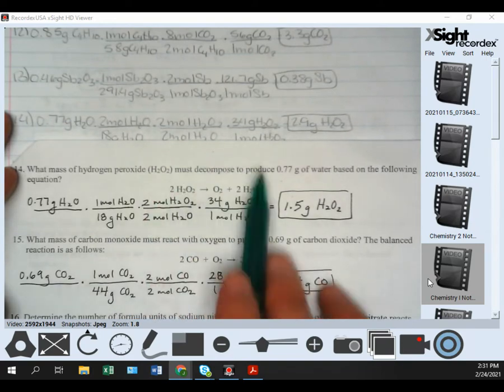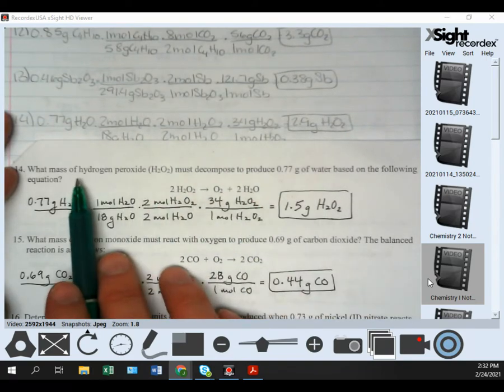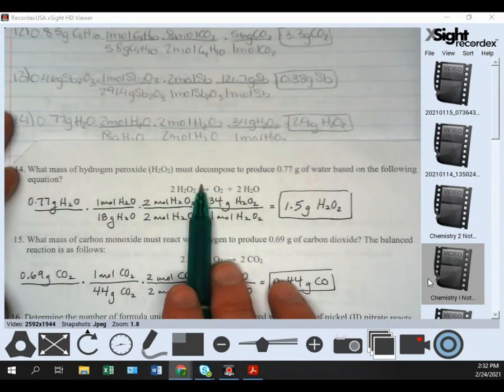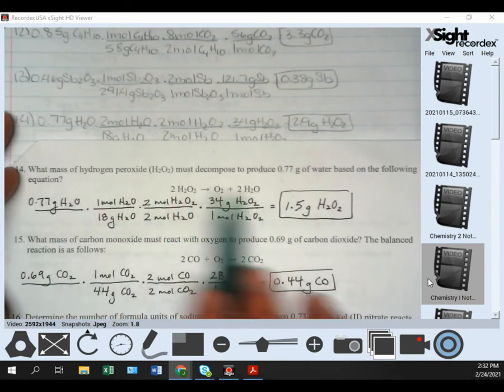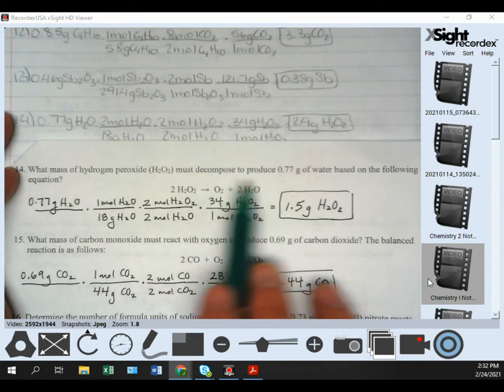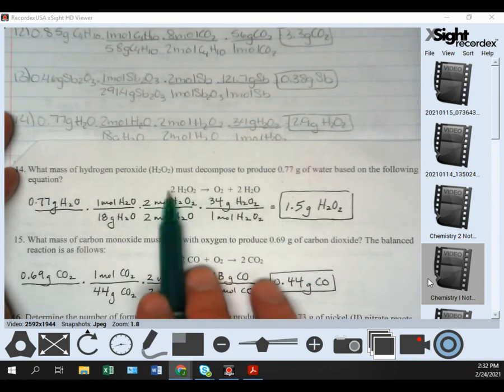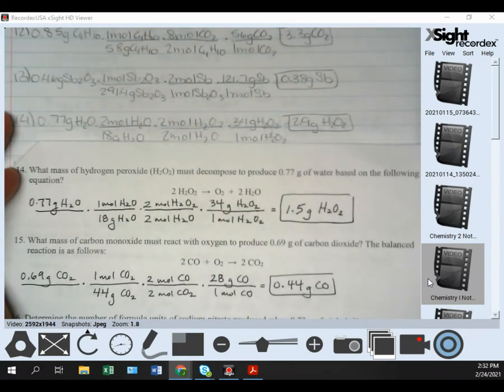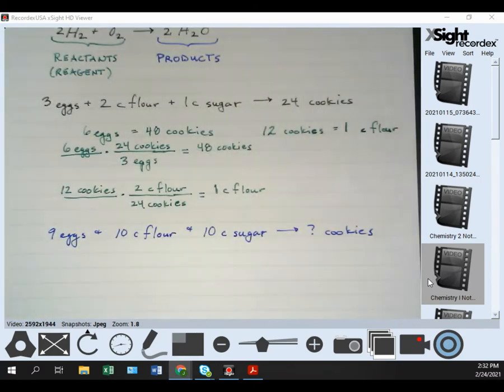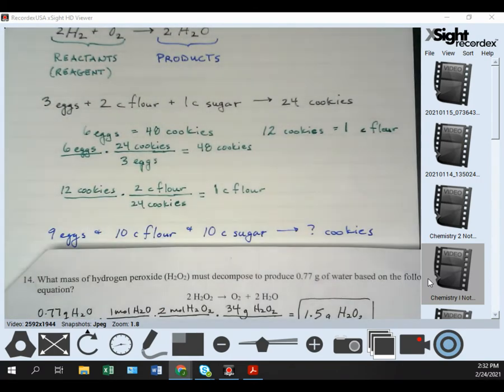That's the amount of water we produce. If they want to know what mass of hydrogen peroxide is needed, you just convert to this using the amount that we had here. So if we know one amount of these, we can figure out the amounts of anything else just by running it through the conversion. Okay, so that's just like a recipe.